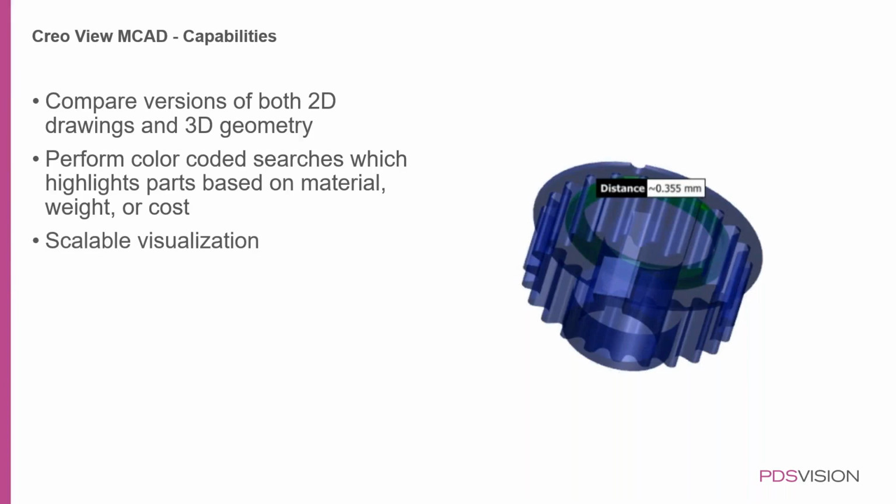It's a scalable visualization, so we can do mass properties again and various measurements within Creo View. Interference and clash detections.